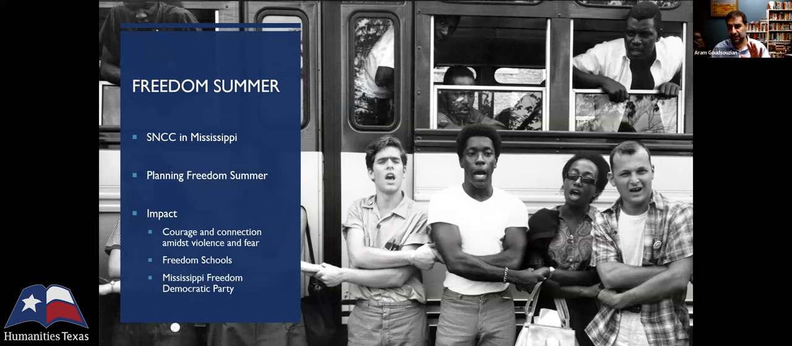Shifting into 1964, continuing this discussion of American democracy and race. Right? 64 is the summer of so-called Freedom Summer. This is when a huge interracial army of activists come into Mississippi, the state with the lowest rates of black voter registration.